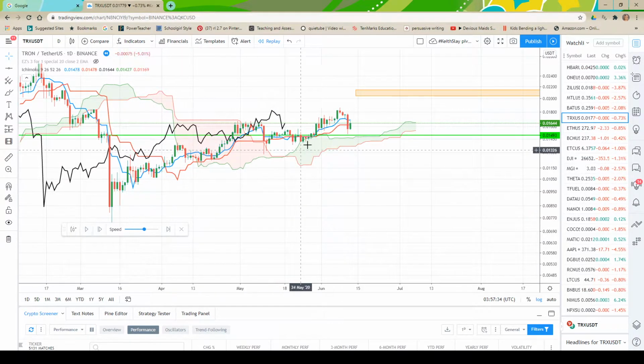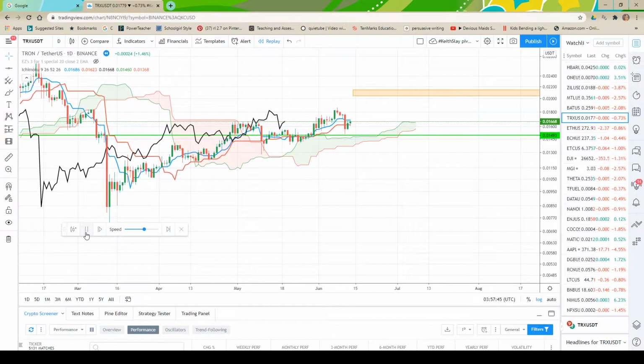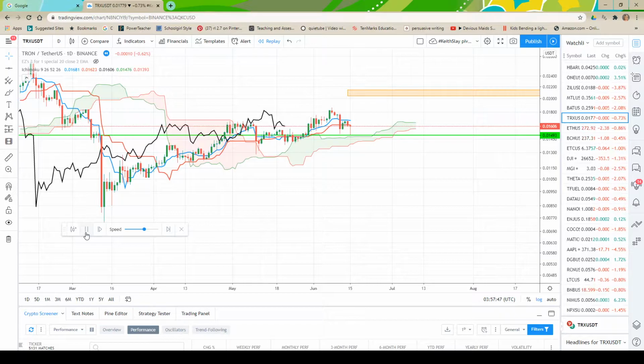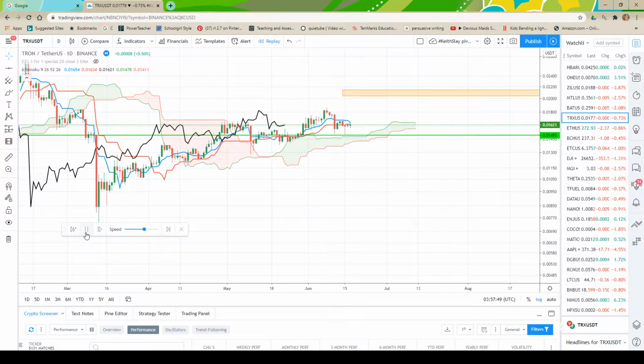Ooh, that was ugly, wasn't it? But look, we're still over. Blue's still over red. We're still green. Lagging line's still over, and the price is still over the cloud. We still got all four factors. We're going to let it ride. Kind of sucks going sideways, doesn't it? But we're in the profit.